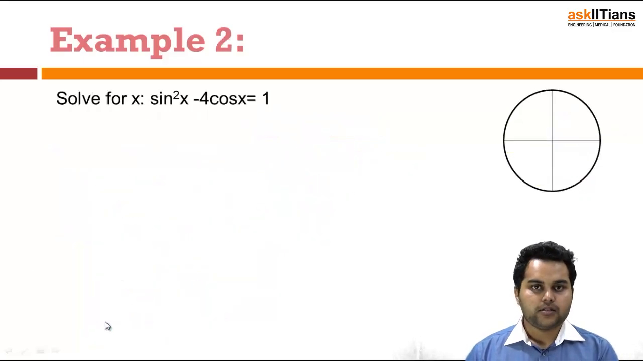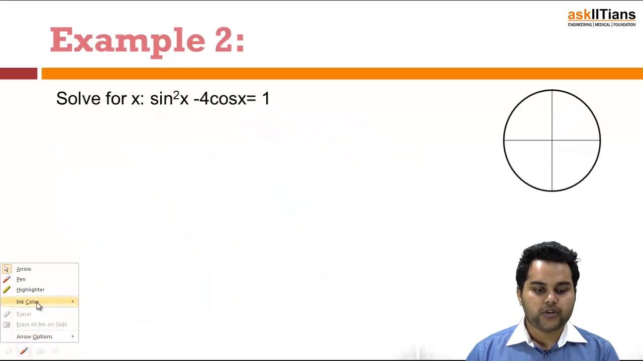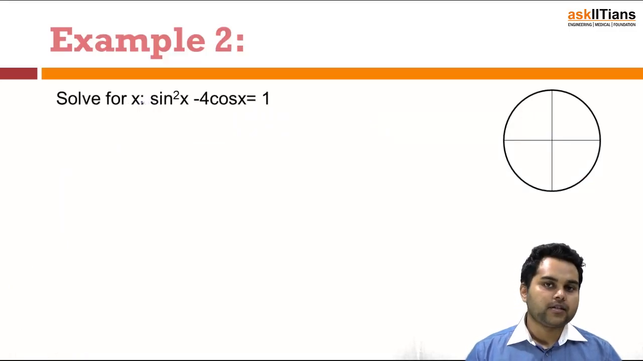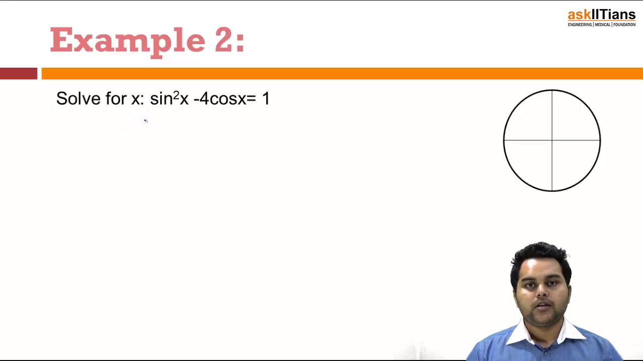Moving on to the next example then. The example says that I have to solve for x. If nothing has been mentioned, then you should try to solve for the general solution. Okay. Now let's see, the example is sin square x minus 4 cos x is equal to 1. I can split sin square x in terms of cos square x so that I get a quadratic equation in terms of cos x which can be solved ahead.